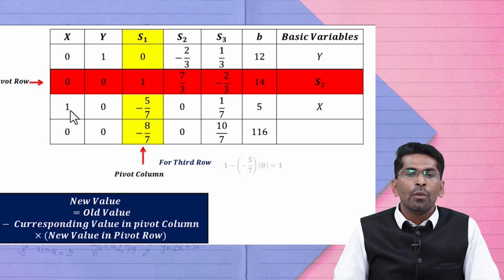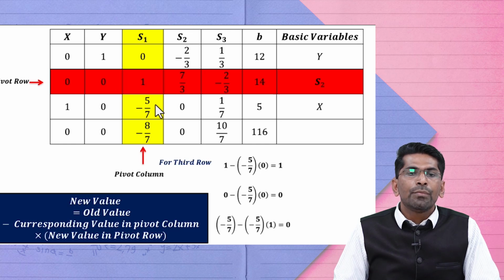So the first value, which is 1 minus 5 by 7 into new value, which is equal to 0, which is equal to 1. Similarly, second one, 0 minus 5 by 7 into 0, which is again 0. Then the third one, minus 5 by 7 into 1, which again comes out to 0. Then 0 minus 5 by 7 into 7 by 3, which is equal to 5 by 3.